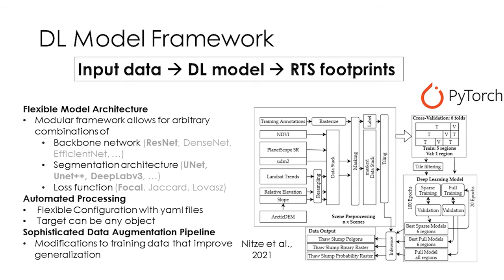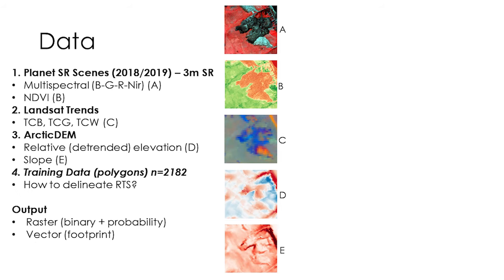And the target can actually be any object, be it retrogressive thaw slumps, but we can also train the model with other features like water bodies or pingos. Of course, our framework also includes different important processing steps like data augmentation or image tiling, splitting, etc. On the right-hand side, you see a detailed workflow diagram.